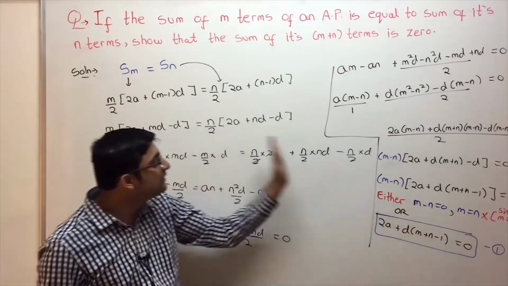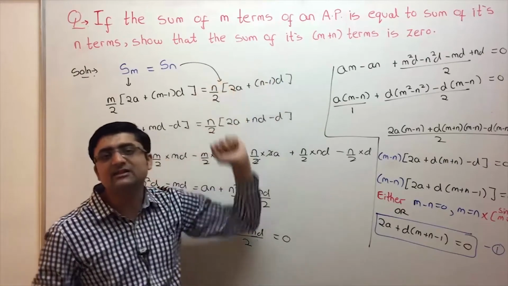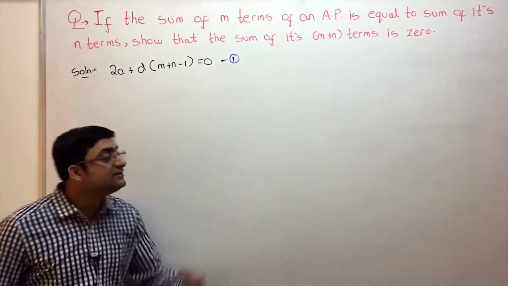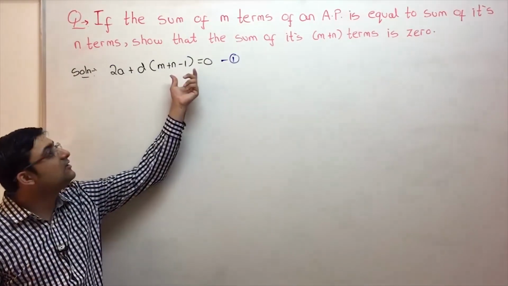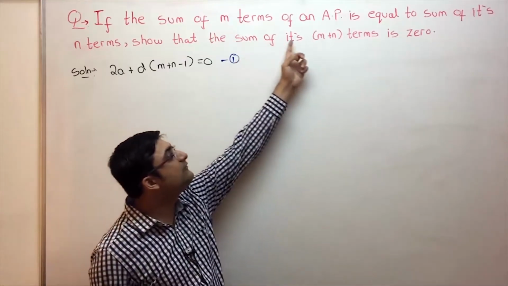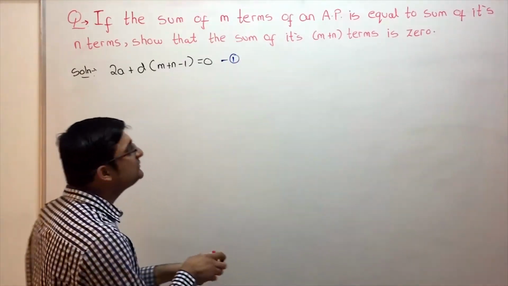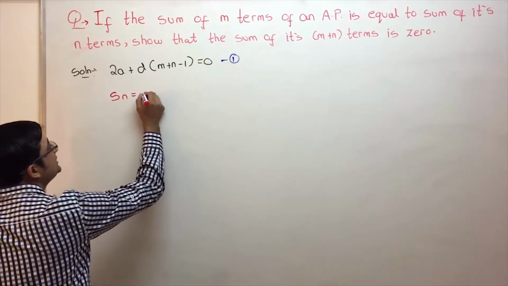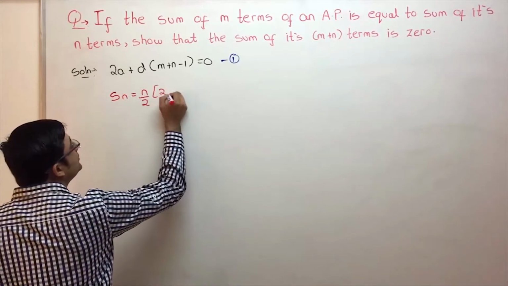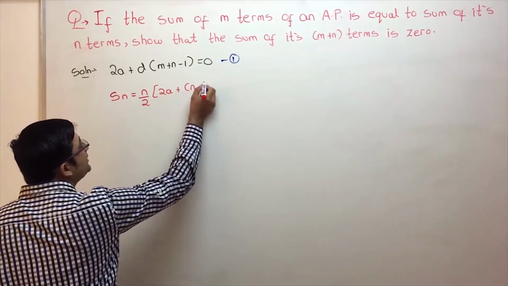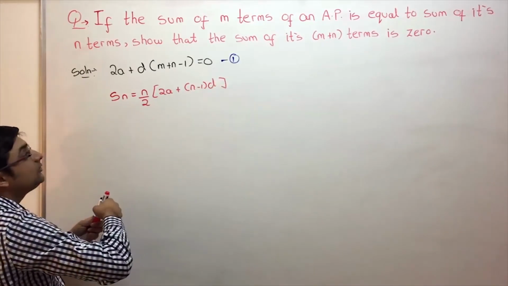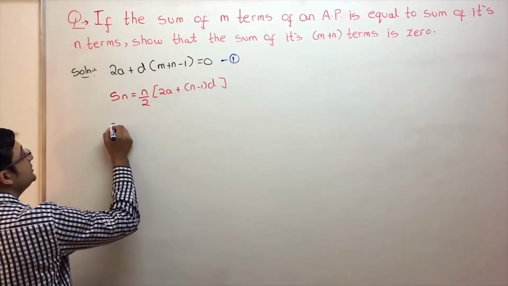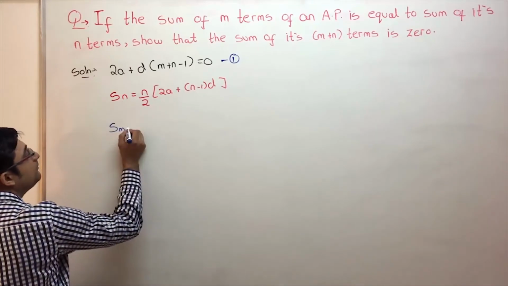Now, hold this thought over here. I'll rub this off and then we'll find the sum of m plus n terms. So previously we reached this result over here. Now let's continue. We have to show the sum of its m plus n terms is 0. What is the formula? Sum of n terms is n by 2 into 2a plus n minus 1 into d, right? So what we want is the sum of m plus n terms, so replace n by m plus n.